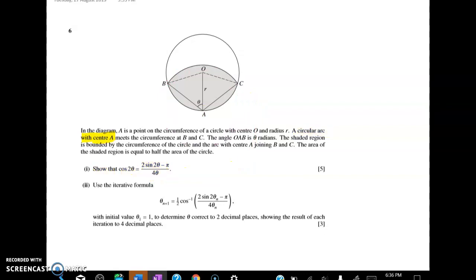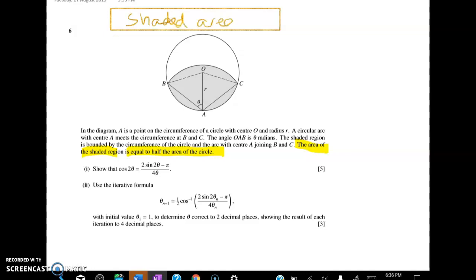So what we have to do is to use the following fact. The area of the shaded region is equal to half the area of the circle. So the question's going to go like this. We're going to put some stuff together to get an expression for the shaded area. And then we're going to say that that equals half times pi r squared, because this is half the area of my big circle.